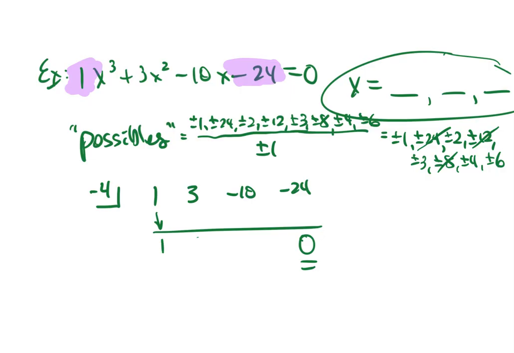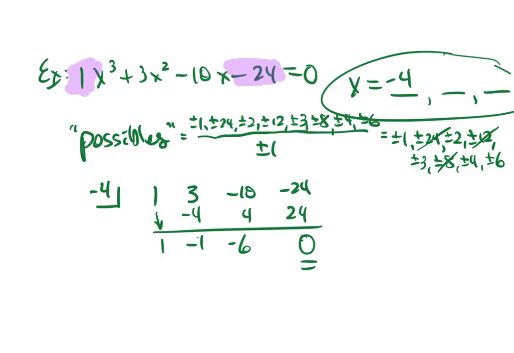Drop down the first number, multiply 1 times negative 4, and add. Negative 1 times negative 4, and add. Negative 6 times negative 4, and add. And you see we do get 0 this time. So therefore we know negative 4 is a solution.